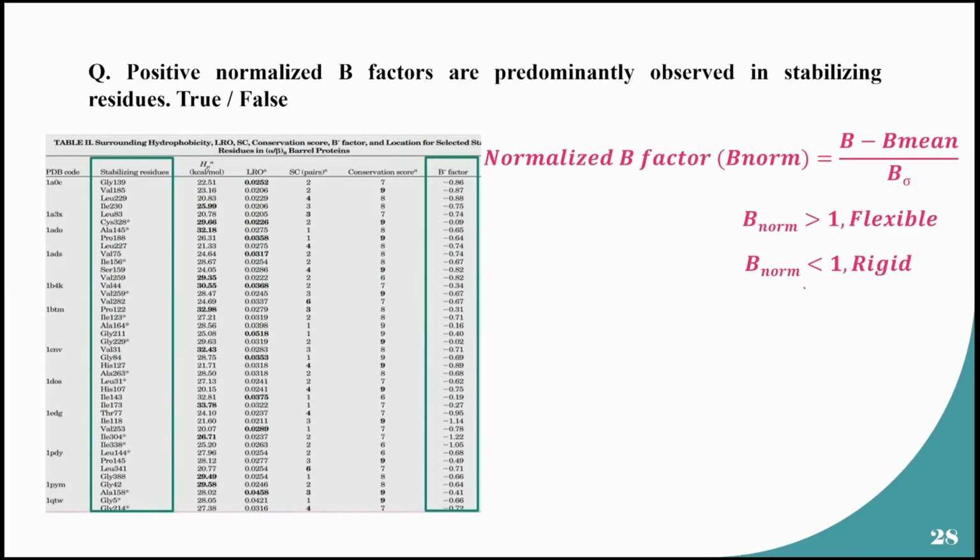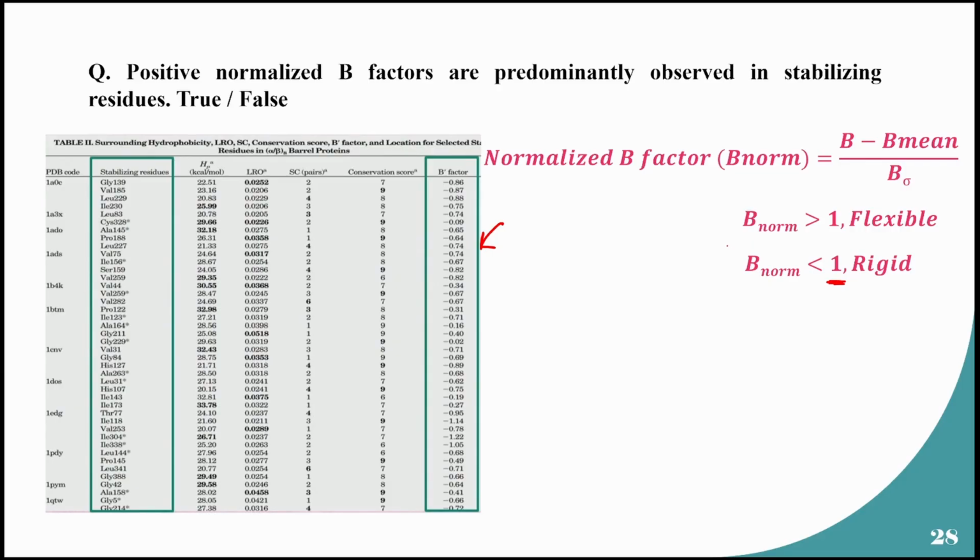Okay, now you will see that the normalized B factors given in this particular table are at a value of less than 1. In all of these cases, the values are negative, right? So that means these residues will be quite rigid, and that's why they are listed as stabilizing residues here. Of course, stabilizing residues cannot be very flexible, right? If they are themselves very flexible, then they are not taking much part in the stability of the protein. They are not taking that much part in providing the structural stability.